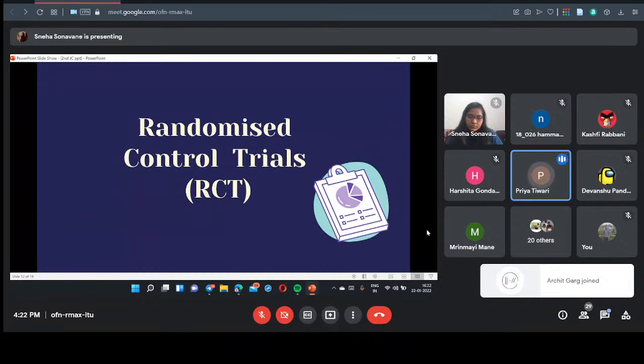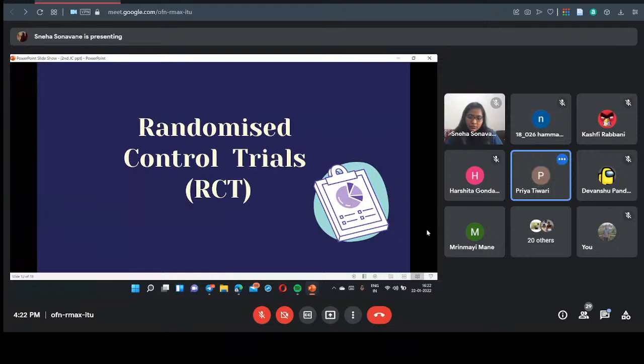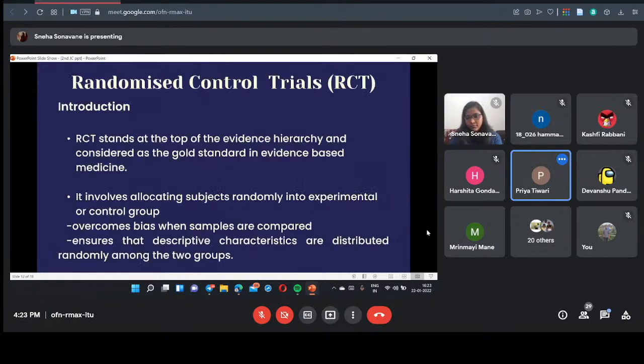Now let us learn what RCTs, that is randomized controlled trials, are all about. The randomized controlled trial is one of the papers which we have chosen to present in the presentation part. Hence it is important to have a basic idea of what an RCT is all about. Next slide.